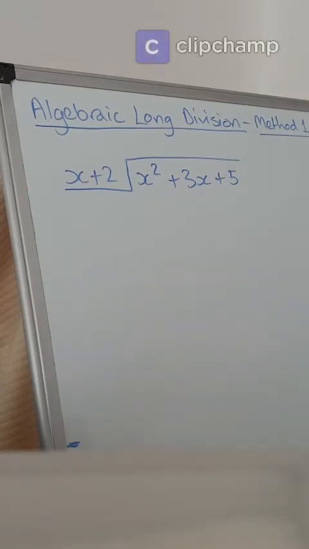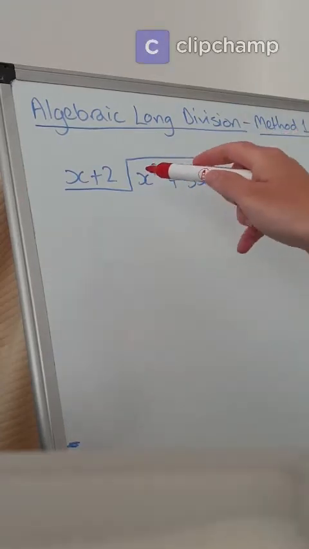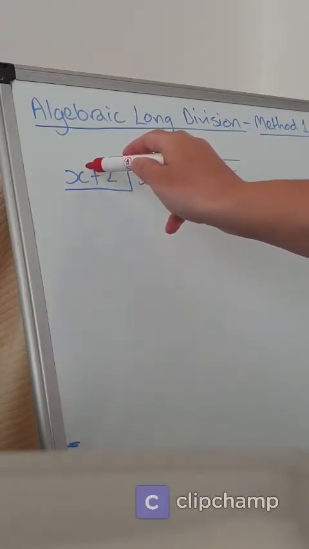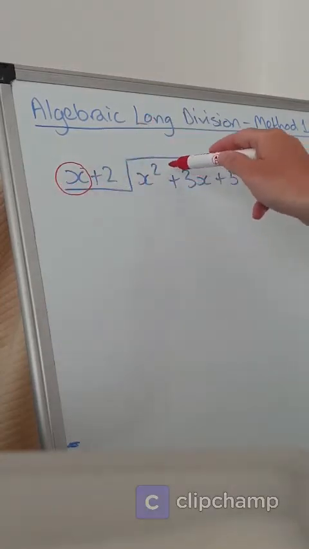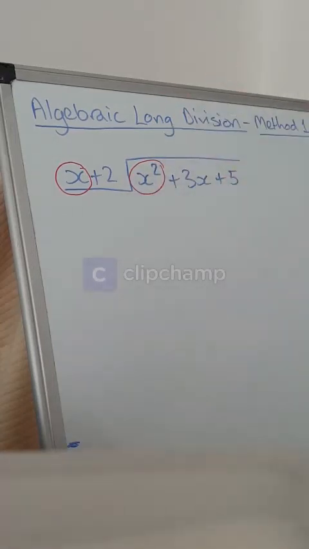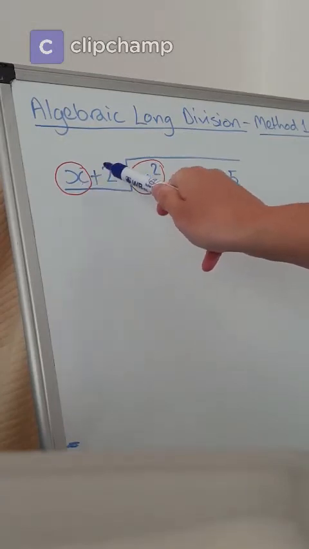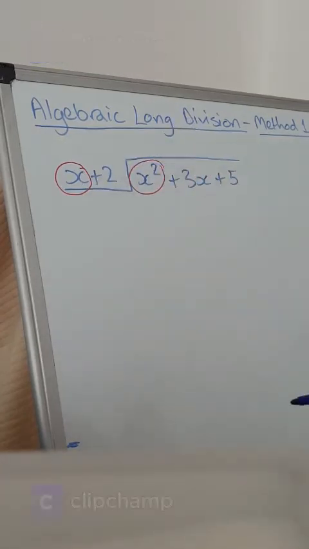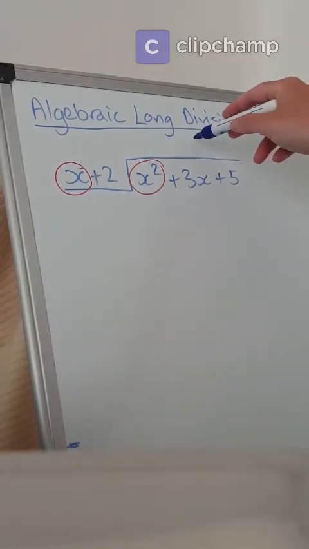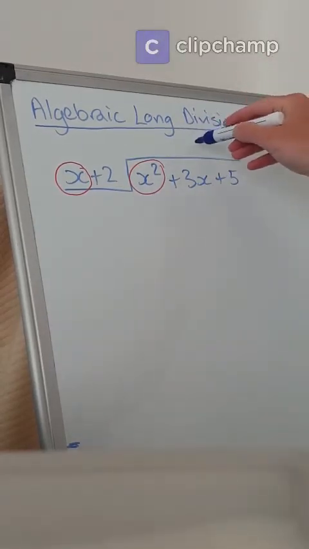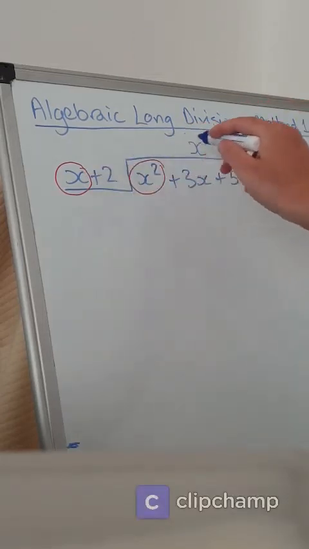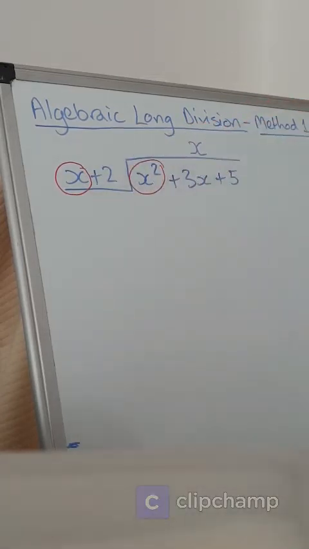Now the first two terms, I want to know how many times this x will divide into this x squared. So I'm saying to myself, what do I have to multiply x by to get x squared? And the answer is x. We know that x times x gives me x squared. So because it's just a singular x, I'm going to put that in line with the x terms here.